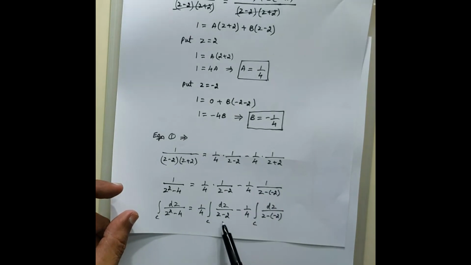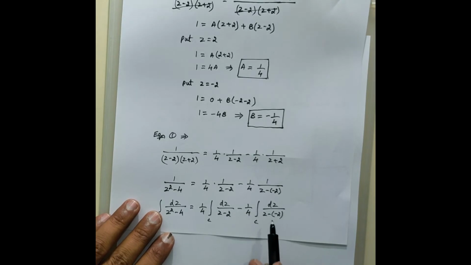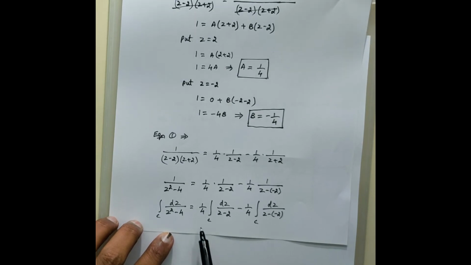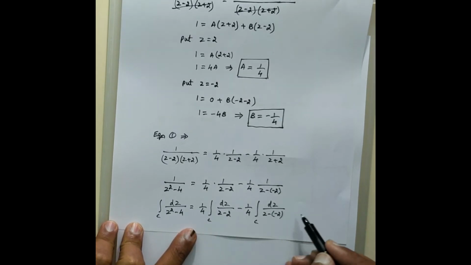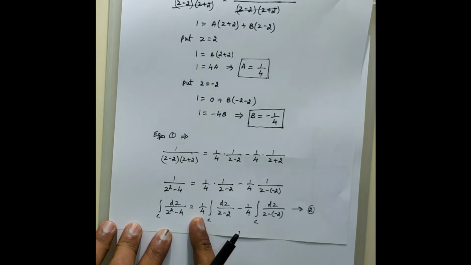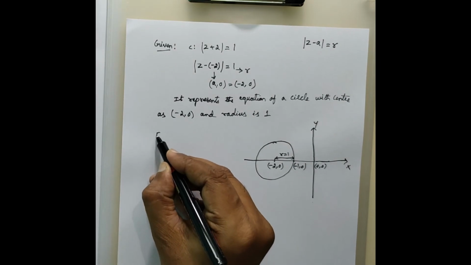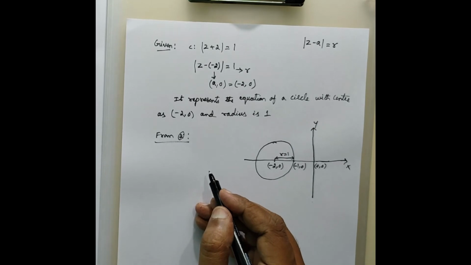Now we need to evaluate these two integrals. So let us check whether the value of a, the point, lies inside the circle or outside the circle. If it lies inside the circle, we are going to use Cauchy's integral formula. So let me take that as equation number 2. Let us try to evaluate only that integral. 1 by 4 we will keep as it is. Later on we will take that 1 by 4 value. So from equation number 2, we have to evaluate the integral.